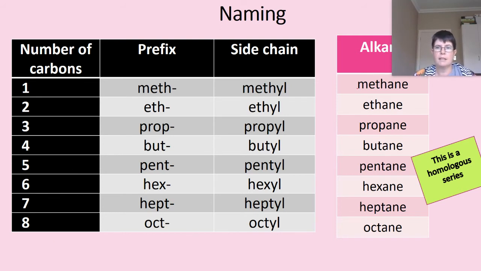So for alkanes, we're going to add the ane name on the end. Alkanes all have this, so we know that they are alkanes. Methane, ethane, propane, butane, pentane, hexane, heptane, and octane. And this is known as a homologous series.